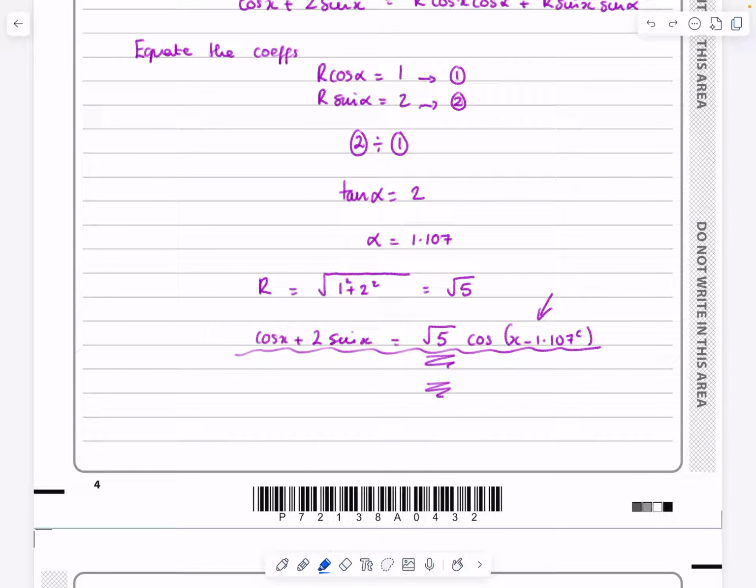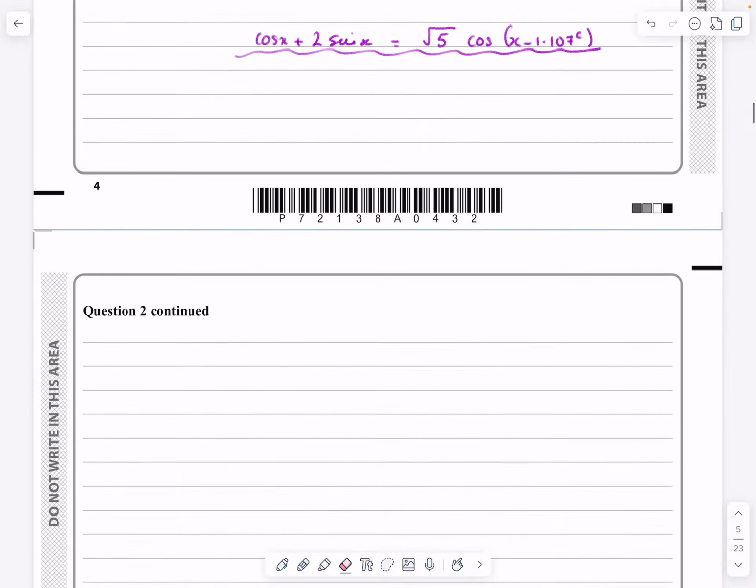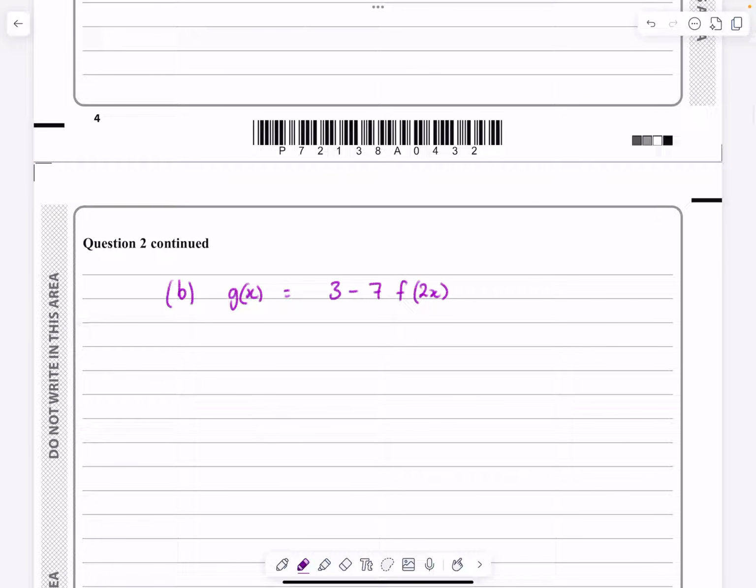So let's just check carefully what the actual question is asking us for. So B, it says that g(x) is equal to 3 minus 7 lots of f(2x), and I want the maximum g. So if I want the maximum g, the minimum that my function could be is minus root 5. So by doing that, multiplying that by minus 7, in effect, is going to make g as big as it can possibly be.